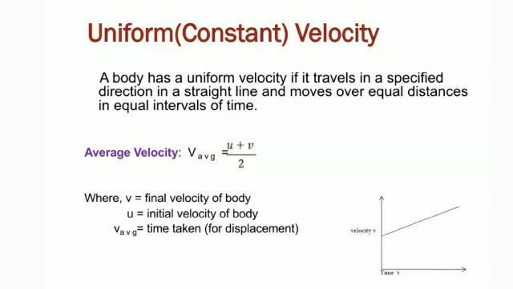Average speed is given here. You can use this formula. Average speed is equal to (u plus v) divided by 2, where v is final velocity of the body, u is initial velocity of the body, and t is time taken.